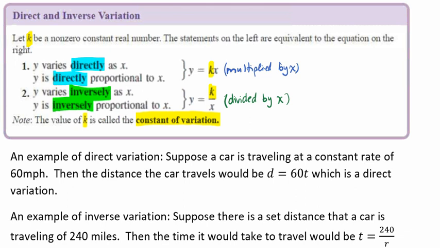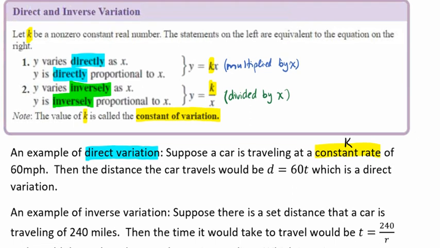Now, an example of direct variation would be: suppose that a car is traveling at a constant rate of 60 miles an hour. So there's our constant rate, or in other words, there is our k value, 60 miles per hour. Then the distance that the car travels would be d equals 60 times t, which is a direct variation.